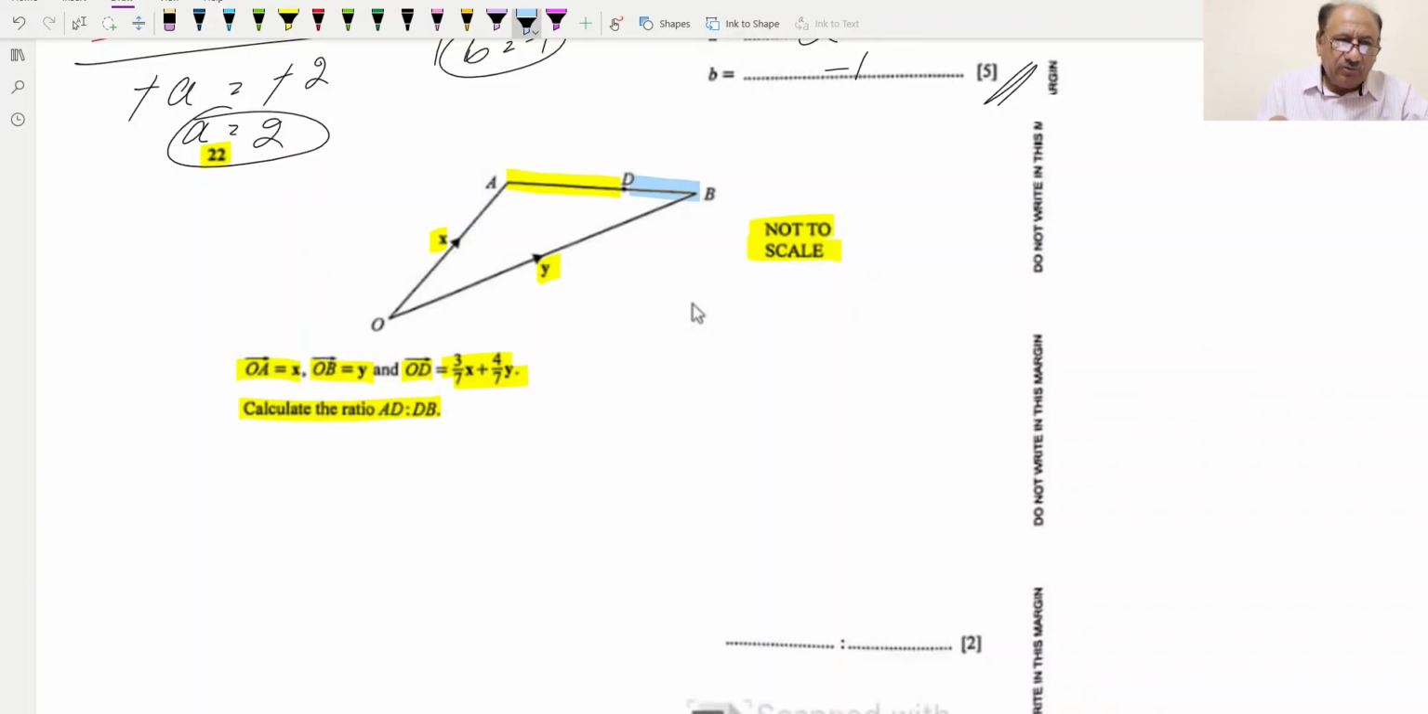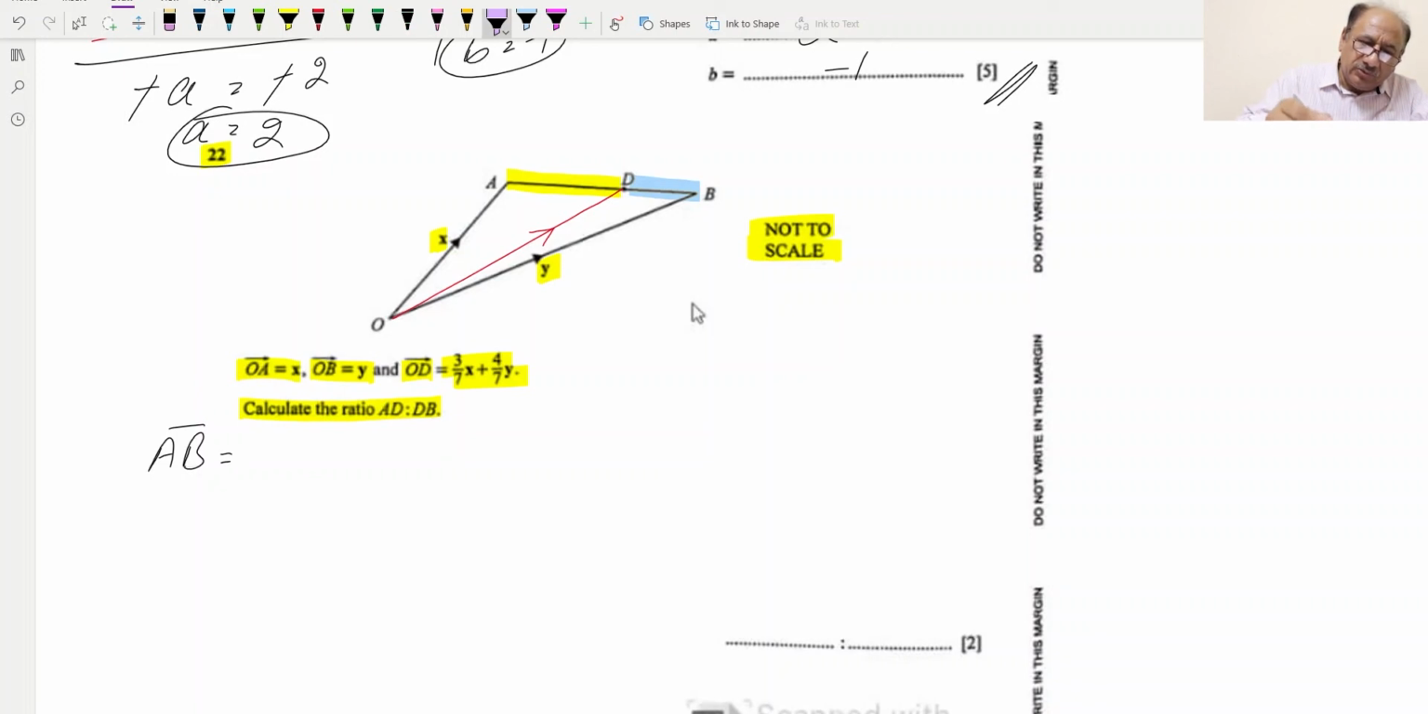So what we can do, we can join this to figure out OD. This is our OD. So OD will be equal to what? We can write first, AB vector will be equal to what? It will be equal to, we can take this root.